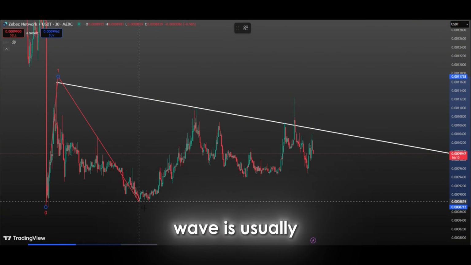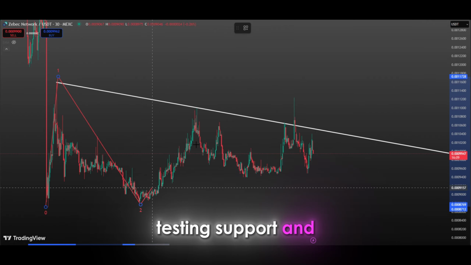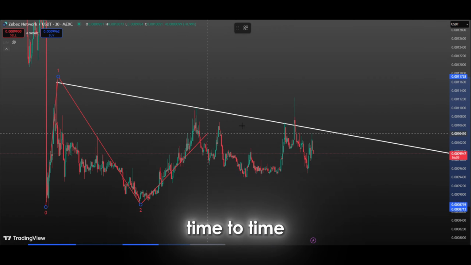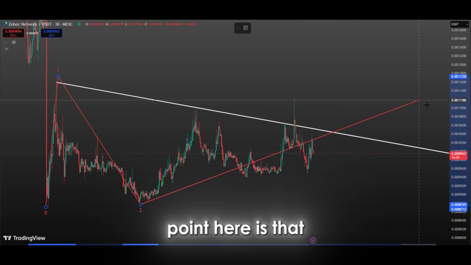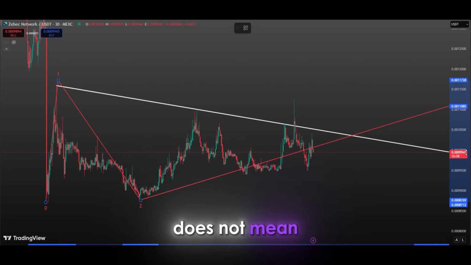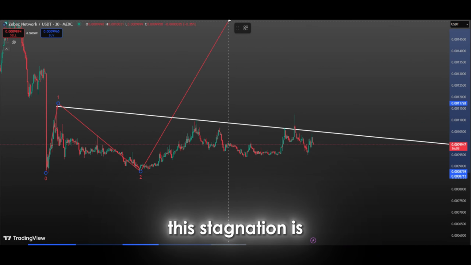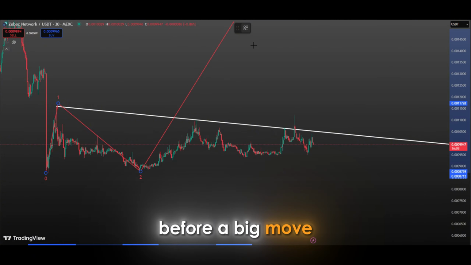Therefore, the second wave is usually a period in which the price follows a horizontal course, testing support and resistance levels from time to time. However, the critical point here is that just because the second wave is a prolonged correction does not mean that the price has entered a recession. On the contrary, this stagnation is usually a preparatory phase before a big move.